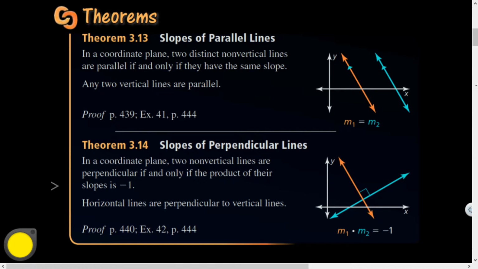Slopes of parallel lines theorem. In a coordinate plane, two distinct non-vertical lines are parallel if and only if they have the same slope. So m1 is going to equal m2. I thought I was being clever and then I realized they wrote the same thing there. They have to have the same slope, right? And then they also have this additional statement: any two vertical lines are parallel. What are the slopes of vertical lines?